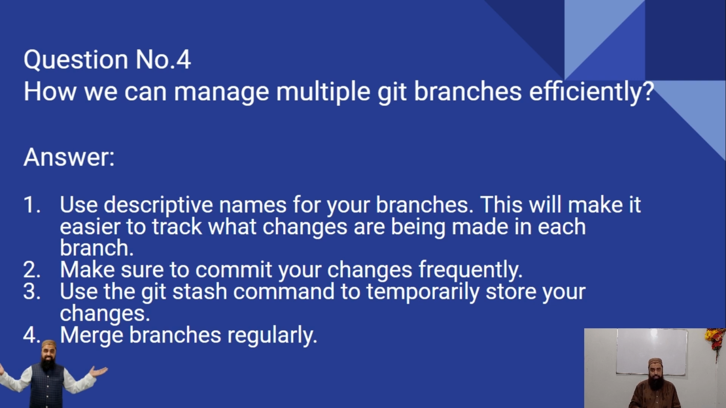Make sure to comment your changes frequently, and the third is to use the git stash command to temporarily store your changes. I have practically explained git stash in our previous lecture, 50 git commands, and it is one of the most amazing commands to save our changes on a temporary basis, and then we can finish up our other tasks and come back and continue from that step. So git stash is used to temporarily save and store your changes and merge branches regularly. So these are the steps to manage multiple Git branches.